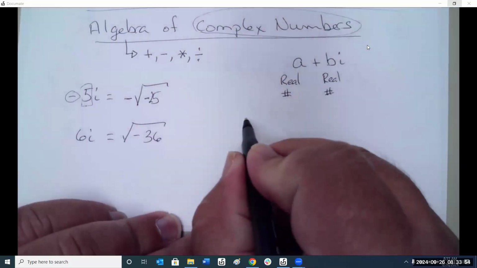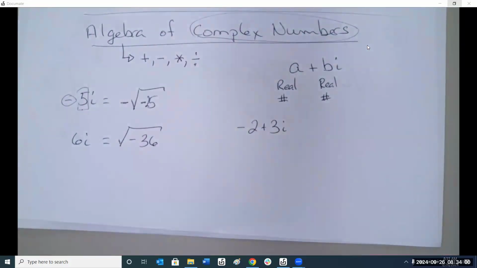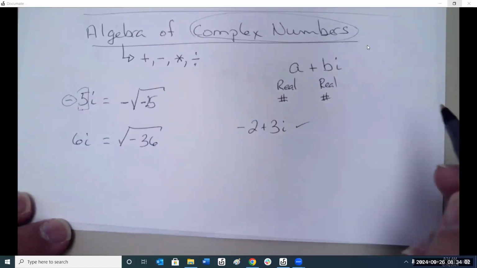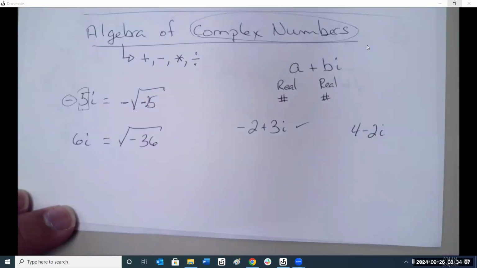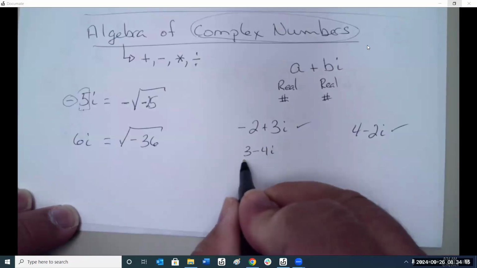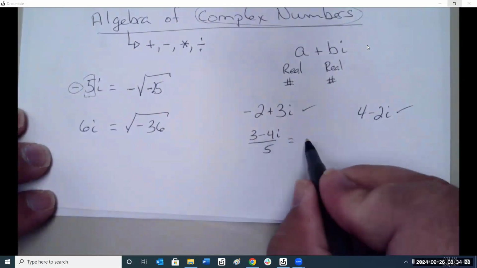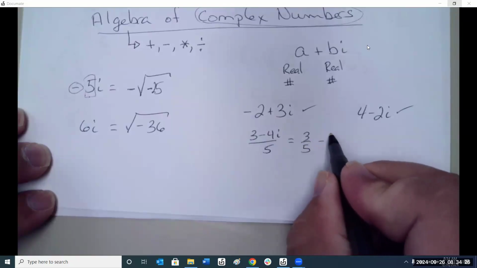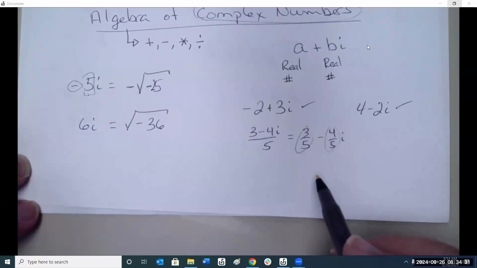All right. Is this a complex number? Yes. Is that a complex number? Is that a complex number? We can split these up into 3 over 5 minus 4 over 5i. That's a real number? That's a real number. So yes.